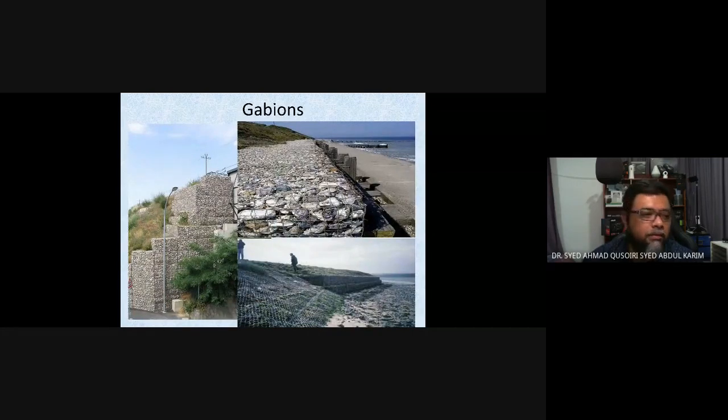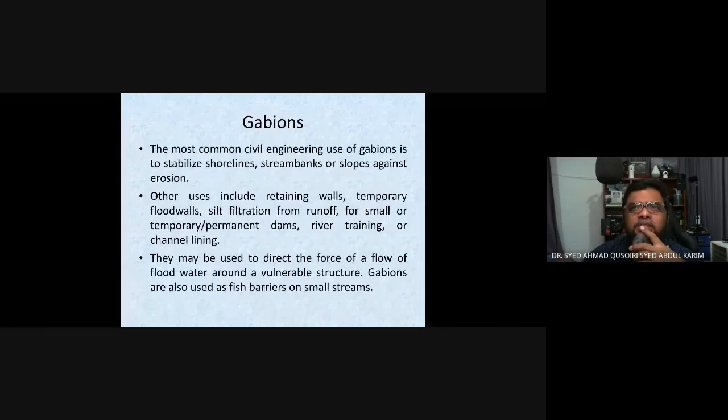Sebab dalam gabion ni, antara batu-batu tu dia ada ruang kosong. So kalau kita gunakan dia sebagai retaining wall, dia tak memerlukan weep hole. Kalau kita gunakan dia sebagai filtration media, dia boleh block lumpur ataupun keladak daripada mengalir ke bawah. Filtration, okay. Force of flow of flood water.